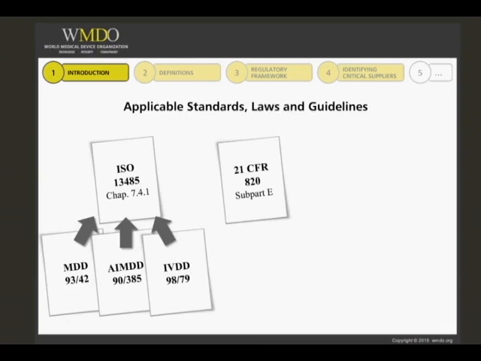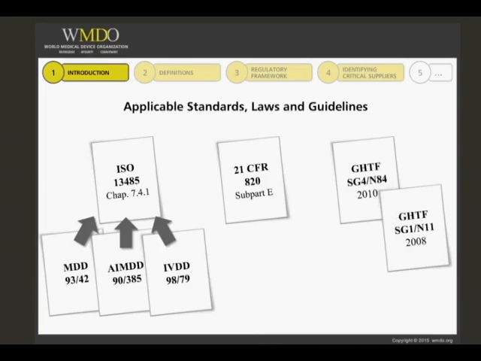The Global Harmonization Task Force documents are non-mandatory recommendations, which play a fair role in clarifying the expectations between the various regulatory systems. GHTF SG4/N84 proposes methods and criteria on how regulatory authorities, competent authorities or notified bodies, must evaluate compliance. GHTF SG1/N11 lists items to be included in the technical documentation of a medical device.